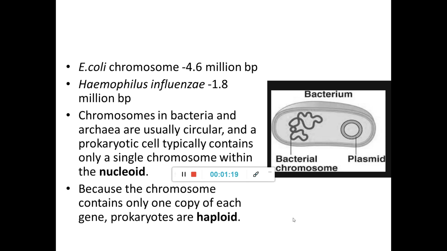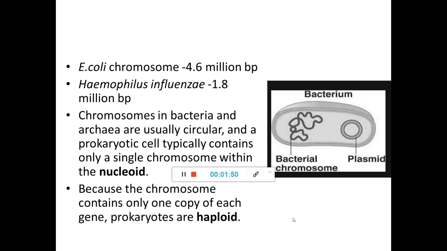Now if you look at the picture here, you can see that the genetic material in bacteria is usually circular, and they usually have a single circular chromosome. Since they do not have a true nucleus, this genetic material is placed within the nucleoid. And because the chromosome contains only one copy of a gene, prokaryotes are considered to be haploid.